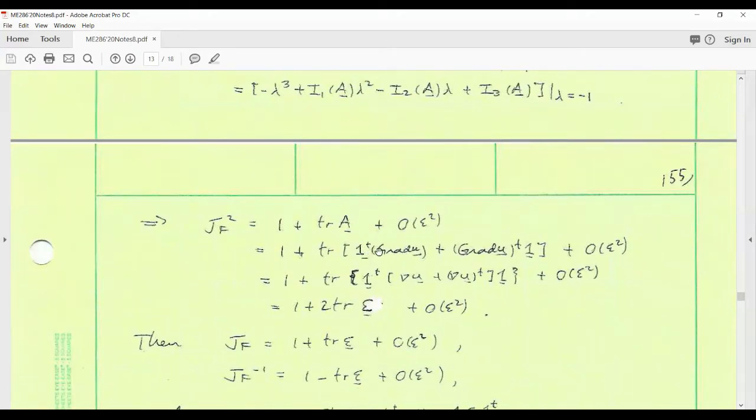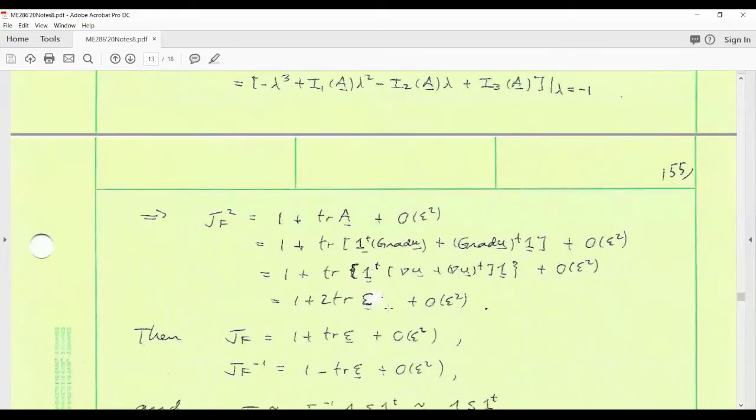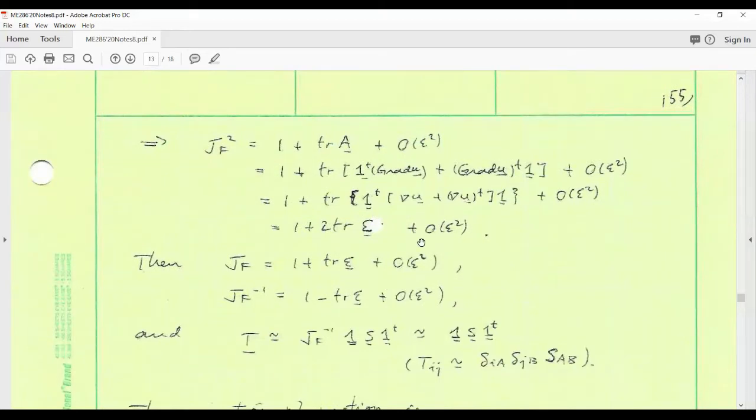This, however, is the spatial gradient of U times the shifter, etc. So we can factor out a shifter transpose in front and a shifter in back. When we take the trace, because the shifter is orthogonal, it's not going to affect the trace. We can put the shifter in front and we get the shifter times its transpose, which is the spatial identity, and that doesn't affect the trace. And then this is just twice the trace of the infinitesimal strain tensor. And we neglect terms of order epsilon squared.